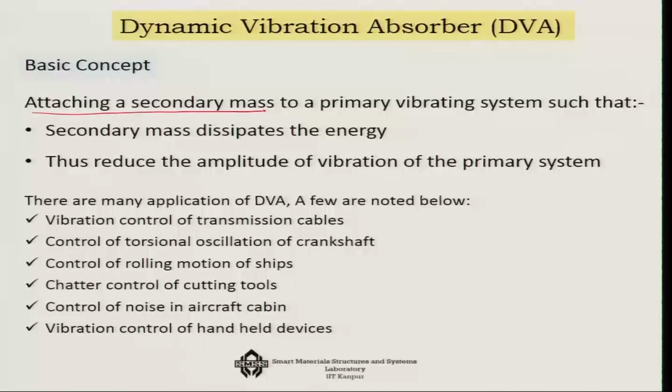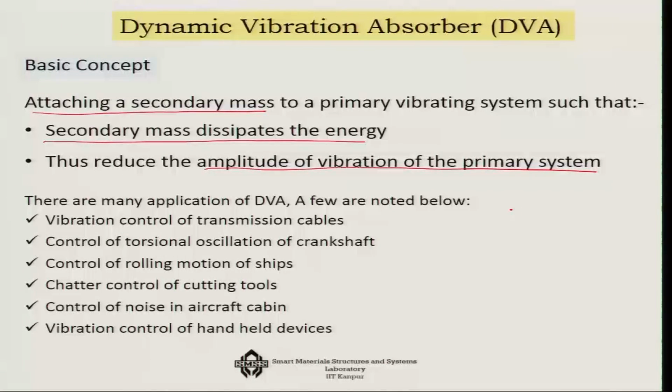Basically, when we talk about a dynamic vibration absorber, this is actually system modification. This comes under that category of vibration control, and the way we are modifying the system is by attaching a secondary mass to the primary vibrating system. What is our intention? The intention is that the secondary mass will vibrate and dissipate the energy, while the amplitude of vibration of the primary mass will actually come down.